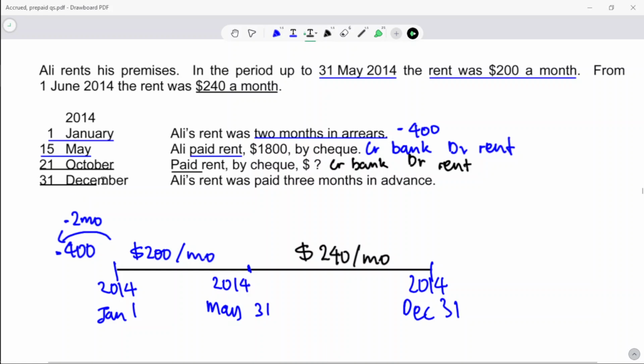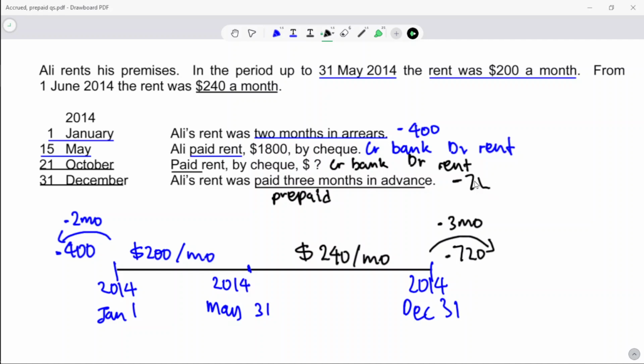This one paid 3 months in advance, so this one is prepaid. This day prepaid, this day prepaid, right hand side, 3 months, outside the line. Outside, so it's minus. So minus how much? 1 month is 240, 3 months will be 720. So this one I use minus 720. Okay.